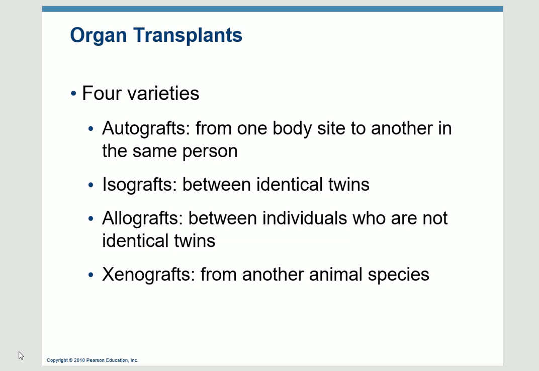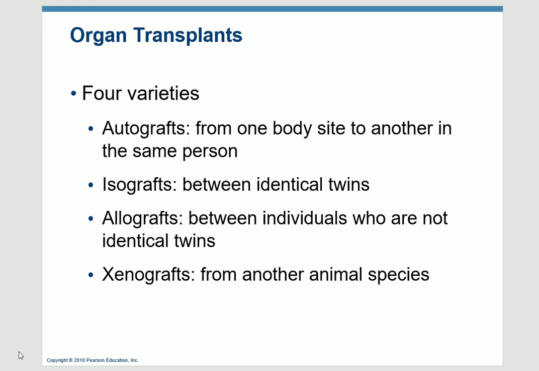We have autografts. Anytime you see auto, you know self. So think about a bad burn and skin grafts. So if you have a bad burn, doctors are going to take skin from one of the parts of your body and put it on your burn to help promote healing. So autograft, self. Isografts are between identical twins. And then allografts are between anybody who is not an identical twin. So allograft could be between another family member or a complete stranger.